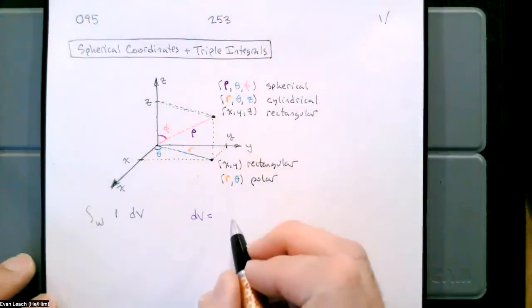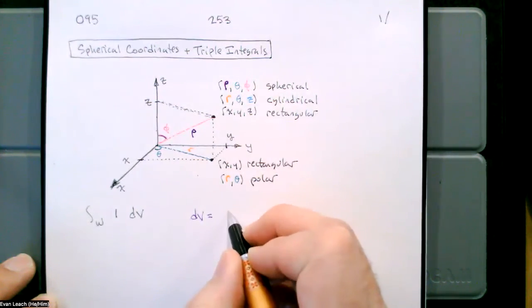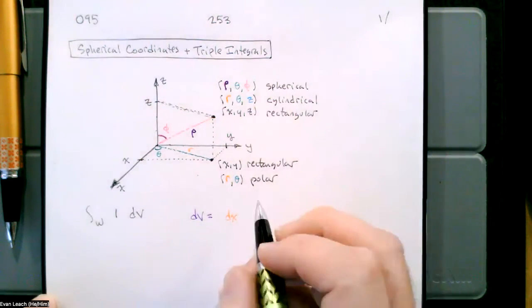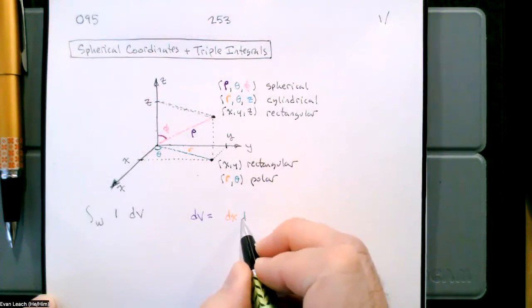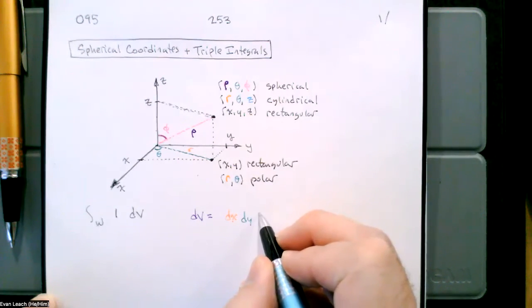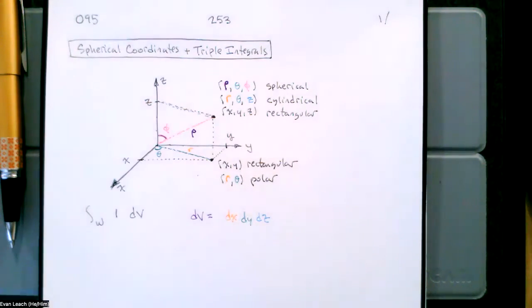In rectangular coordinates, we didn't have to do anything special. Dx was a length. Dy is a width. And dz is a height. X, y, and z all represent distance. So dx, dy, and dz all represent distance. The product of three distances will give us a volume.